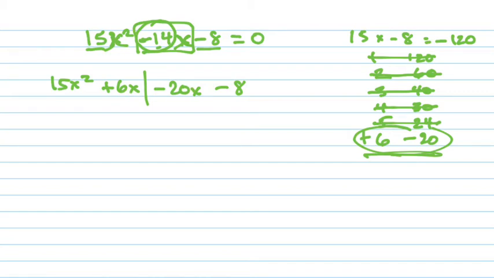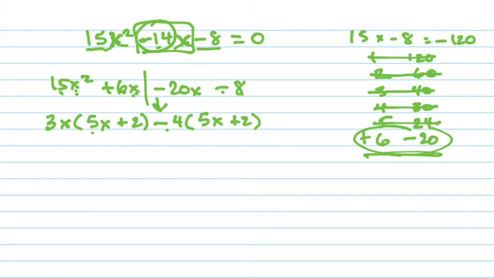What's common to the first two? 15 and 6 will both divide by 3. x and x will divide by x. 15x squared divided by 3x is 5x. Positive 6x divided by positive 3x is positive 2, because the x's will divide away, yes? Bring down that minus. Don't ever lose that sign. 20x and 8 will both divide by 4. So I'm going to divide by negative 4. Negative 20x, divide out negative 4, you're left with? And if those two numbers don't match, you've made a mistake, right? And negative 8 divided by negative 4 is positive 2.